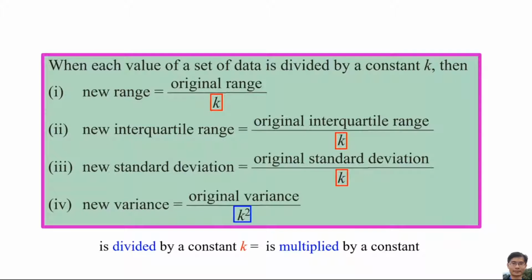Is divided by the constant k equals is multiplied by the constant 1 per k. OK, so even if you don't remember this, it's fine. Just now, divided is actually multiplied. Multiplied by a constant 1 per k, so just remember multiplication. The original range multiplied by 1 per k, and then this one is also multiplied by 1 per k, multiplied by 1 per k, and this one multiplied by 1 per k square. OK.